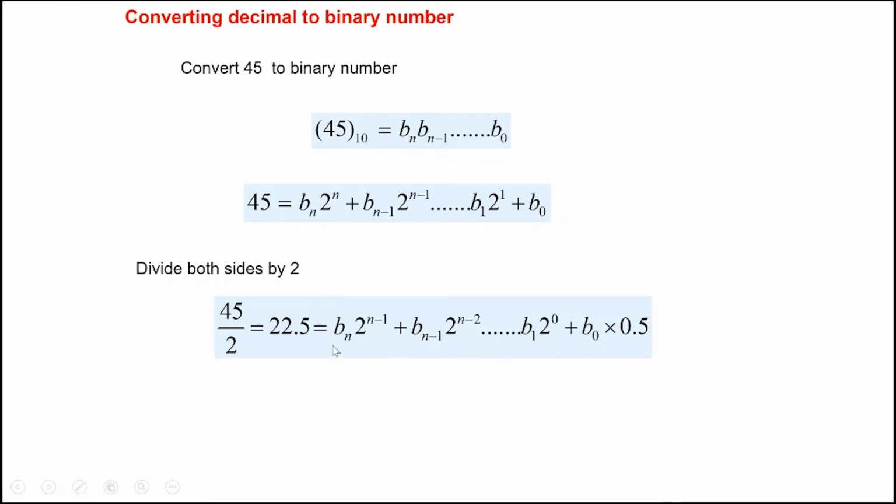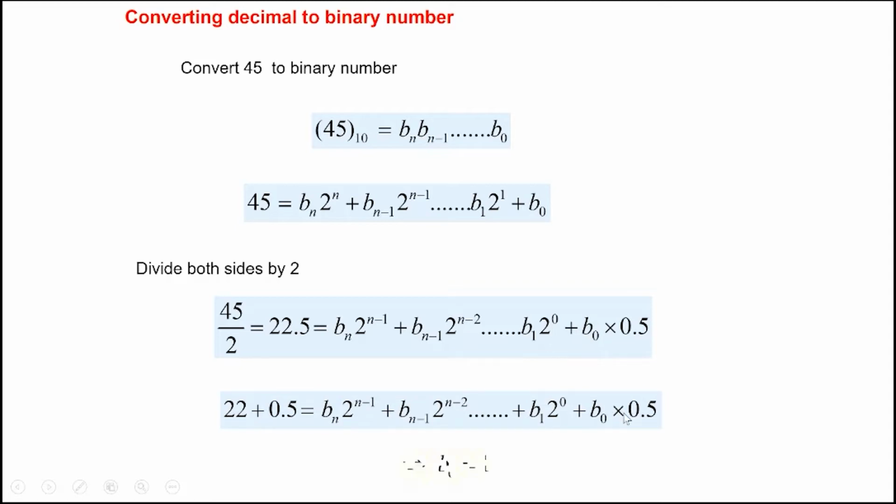And therefore, if you want to match the left hand and the right hand side, B0 has to be equal to 1 here. If B0 is 0, then there's no way that you'll be able to get a 0.5 on the right hand side here. So B0 is 1. So we figured out that B0 has to be 1.